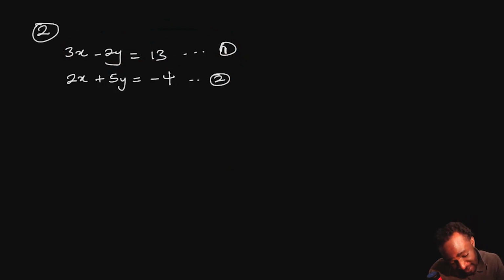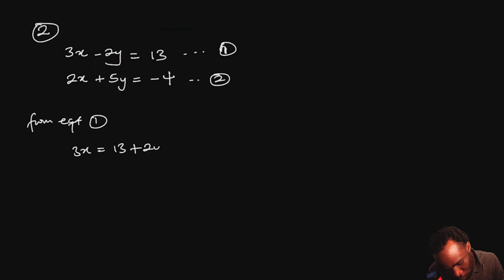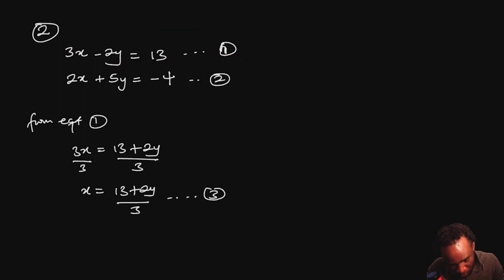I prefer to make x the subject. So from equation 1, 3x is going to be equal to 13 plus 2y. I'm going to divide here by 3, divide here by 3, and therefore x is going to be equal to 13 plus 2y all over 3. I'm going to label this equation 3.